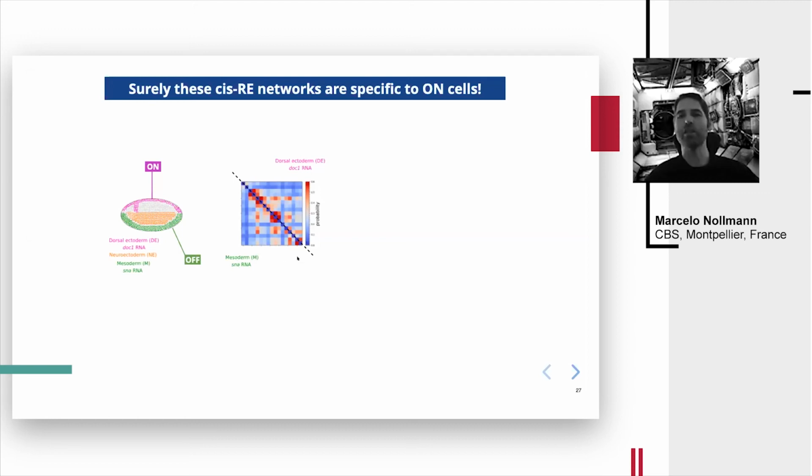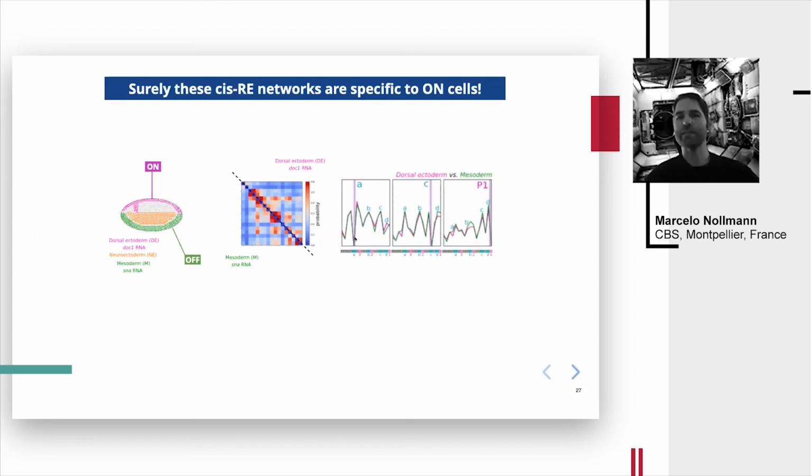Snail is a marker for the mesoderm. What you see straight away is that the matrices look really similar. If we do 4C analysis, selecting different anchors, we see exactly the same. So the profiles of interaction are amazingly similar. So what this means is that these enhancer clusters also exist in cells where the transcription of DOC1 is repressed. And again, promoter interactions with these enhancer clusters also appear to happen in these cells.